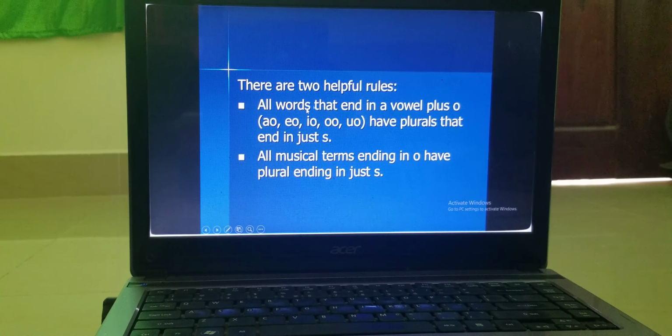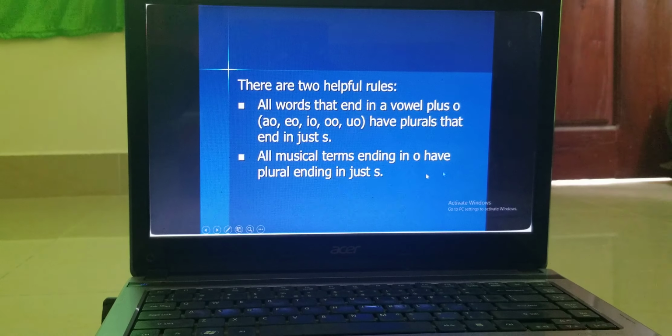So the first one, you have to remember this one. I mean all the words that end in a vowel plus O. I mean vowel A, vowel E, right? And I, and O, and U, okay? And the second one is about musical terms. Yes, we also put S.